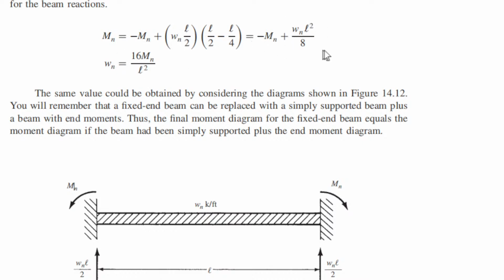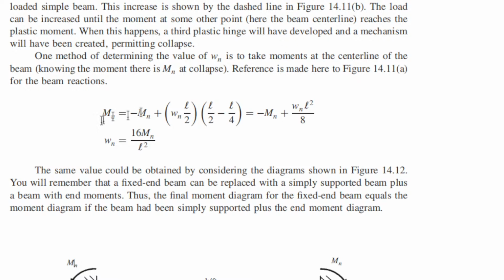Then we can transfer this to the other side. It will become 2Mn: Mn plus Mn, 2Mn. And then divide, so 2 times 8 will become 16. Solve for Wn, therefore 16Mn over L squared. Okay? So whenever you are given a fixed end, you will have Wn looking like this. This is the formula.